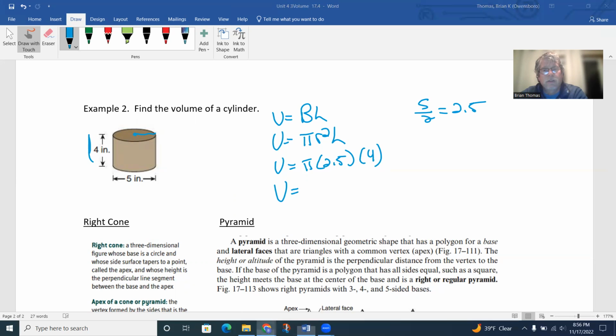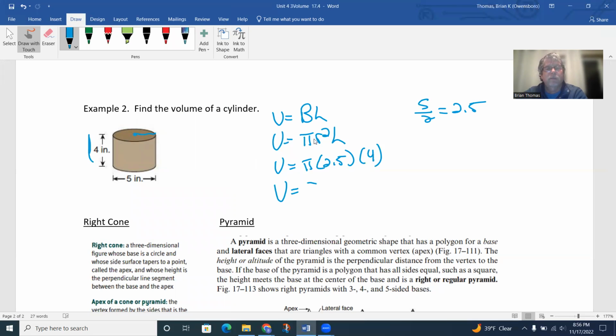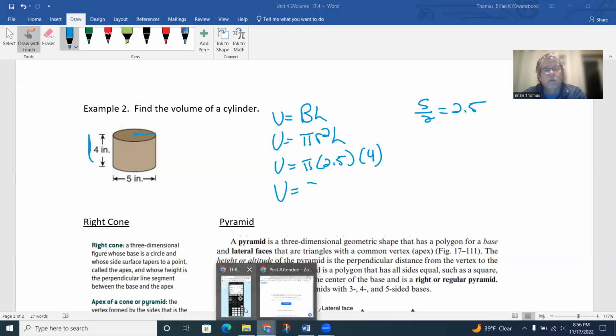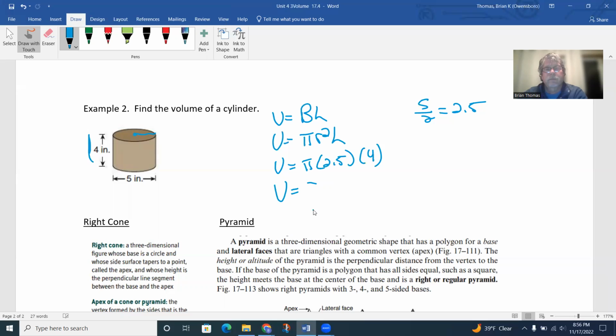So if we do that math, we're going to have pi times 2.5 squared times 4. That's going to give us then this 78.54. Oops, where'd that go? So if we round that to the hundredths place, that's going to be 78.54. So we have 78.54 cubic inches would be our volume of that cylinder.